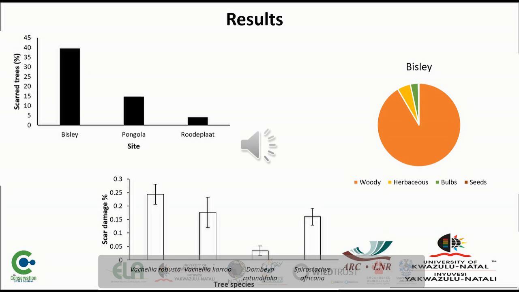That is, in Gauteng, the animal was targeting Vachelia robusta, Vachelia karroo, as well as Dombeya, whereas in KwaZulu-Natal it was mainly focusing on Spirostachys africana. It is, however, evident from the dung samples that during the dry season, the diet is mainly composed of woody material.